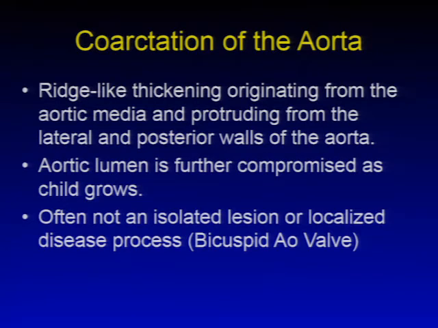Coarctation of the aorta is a common problem. It occurs by a ridge-like thickening that originates from the aortic media, and it protrudes into the lateral and posterior walls of the aorta. The aortic lumen is further compromised as the child grows, and perfusion of the extremities beyond the coarctation itself will be limited, leading to decreased growth, as well as possibility of acidemia if it's severe. This is often not an isolated lesion or a localized disease process, and is oftentimes associated with bicuspid aortic valve or other congenital heart defects.